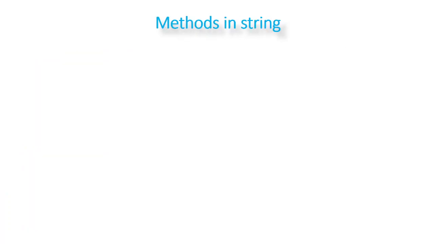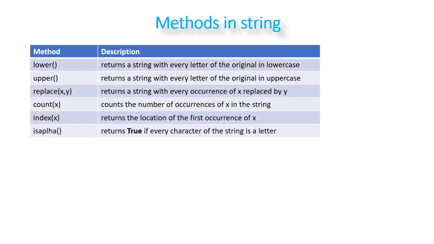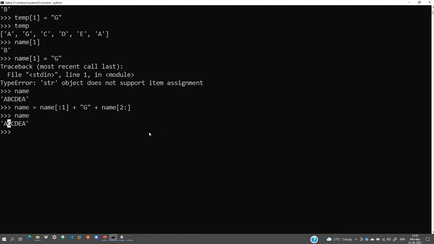There are also some pre-built methods that come with strings. As you can see: upper, lower, replace, count, index, isalpha. These things can be used. Let me show you an example of lower and an example of count. So let's see here. We have name. If we do name dot upper, it will print everything in uppercase. But since it is already in uppercase, it won't be affected.